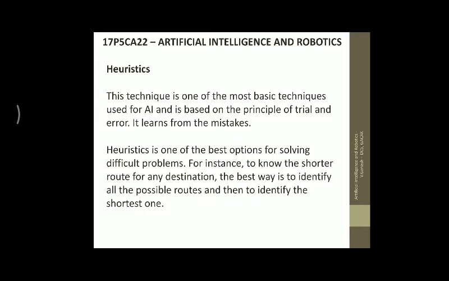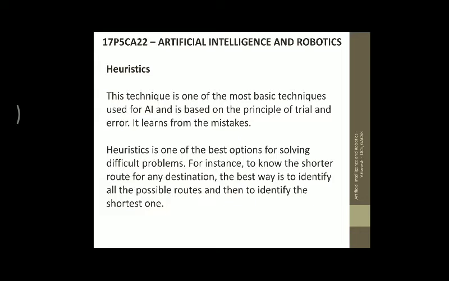So this technique is one of the most basic techniques used for artificial intelligence and is based on the principles of trial and error. It learns from the mistakes. It is one of the most popular search algorithms used in artificial intelligence, and it is used to solve problems in a faster manner when compared with classical methods.